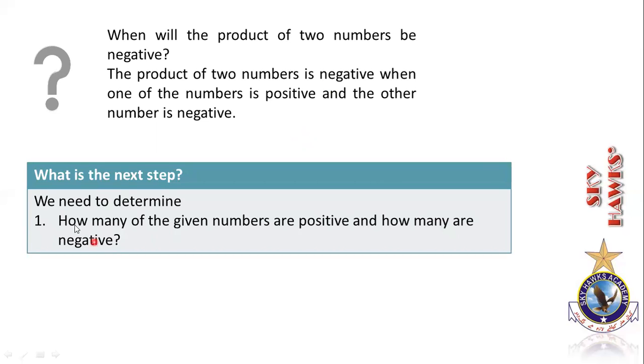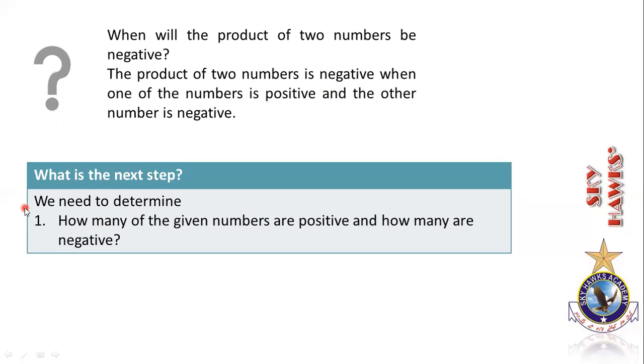So what is the next step? Please read this one. Okay, so we need to determine, one, how many of the given numbers are positive and how many are negative. Yes, absolutely right. So we are restricted to select those two numbers from the given set, and all the elements of the given set are distinct. So how many of it?